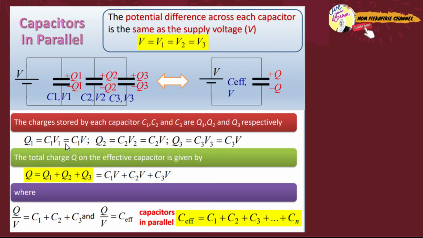Opposite to the series case earlier, the total charge we calculate for the whole circuit is equal to Q1, is equal to Q2, and is equal to Q3.